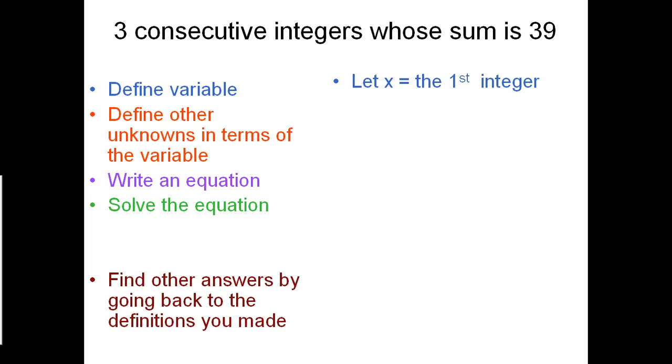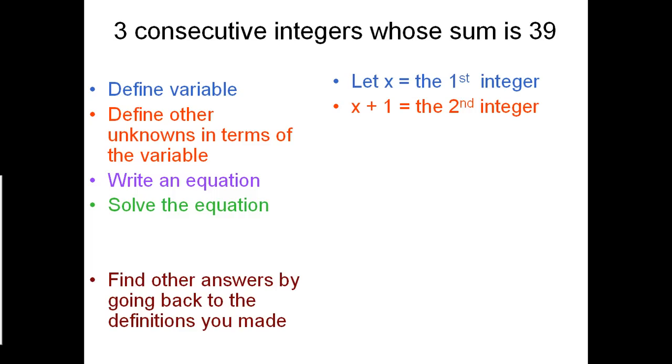So they're going to be defined in terms of x. If these are consecutive integers, there would be something like 2, 3, 4, or 12, 13, 14. If I go from 2 to 3, I've added 1 to the first integer. So I can say x plus 1 is equal to the second integer.